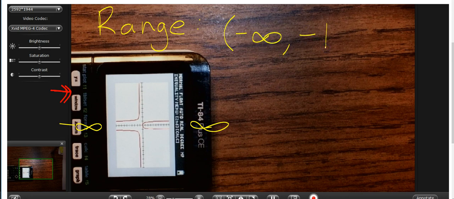Okay, now why did you stop at negative 1? Why didn't you go all the way to 0? Because of that horizontal asymptote. If you didn't pay attention to that horizontal asymptote, you'd be crossing it accidentally. All right?